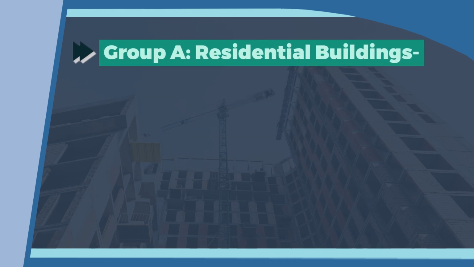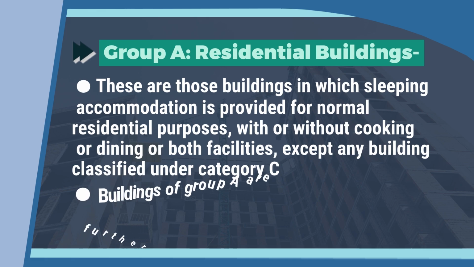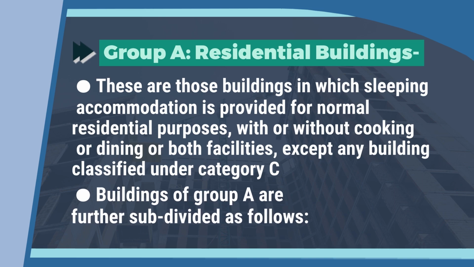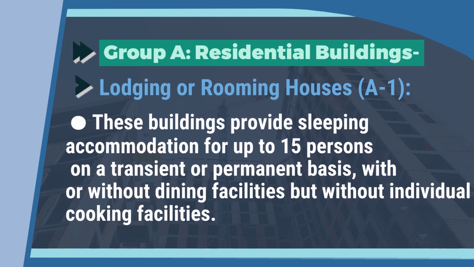So, group A, residential building. These are buildings in which sleeping accommodation is provided for normal residential purposes, with or without cooking or dining or both facilities, except any building classified under group C. Buildings of group A are further subdivided as follows: lodging or rooming houses, which is the A1 class of building. These buildings provide sleeping accommodation for up to 15 persons on a transient or permanent basis, with or without dining facilities, but without individual cooking facilities.